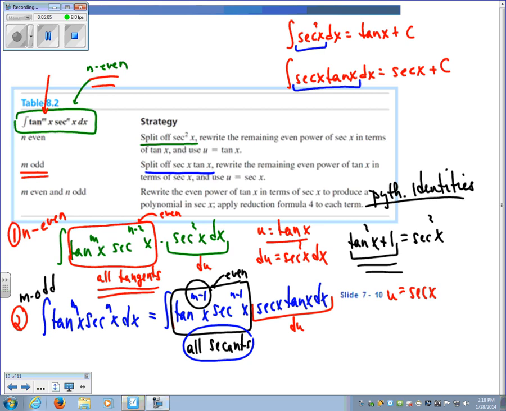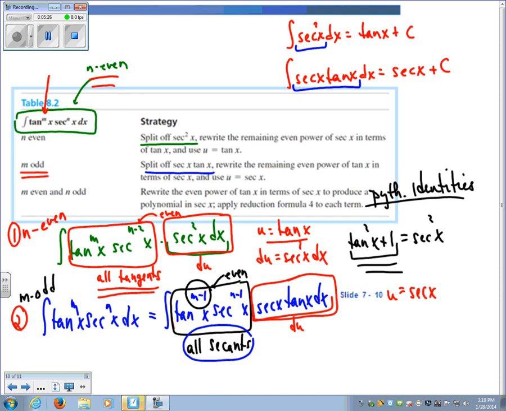Okay? So both of these cases are relying on u substitutions, and it's a matter of, can I break off a secant squared here or a secant tangent here to be my du? Okay? And it's based on whether the power of the secant was even or the power of the tangent was odd. Now, let's say that neither of those is true.